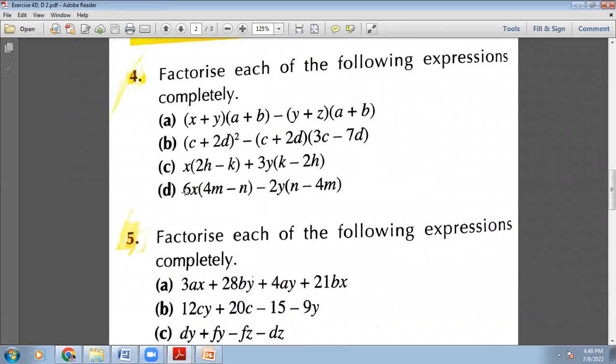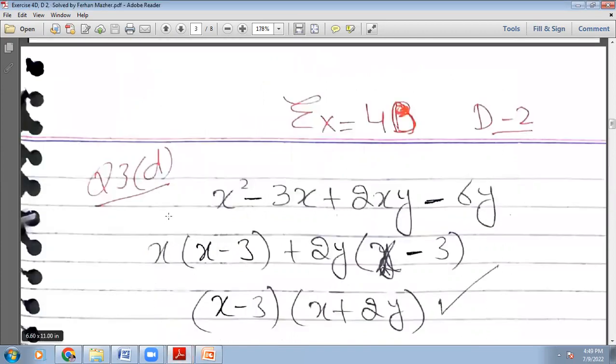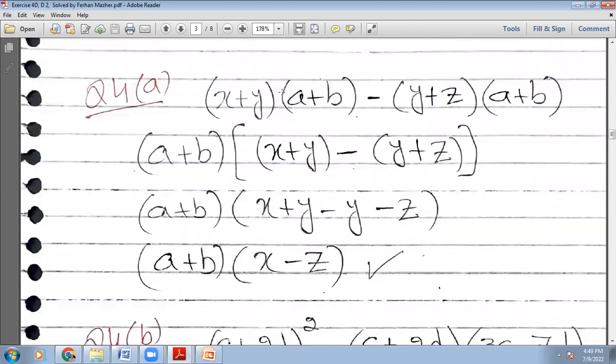He says, factorize each of the following expressions completely. So A part, here we have a bracket x plus y, another bracket a plus b, then we have a minus sign, x plus z in one bracket and a plus b in the other bracket. A plus b bracket is common. So we will take that a plus b bracket common. From here, you are left with the bracket x plus y minus, and from here, you are left with the bracket y plus z. So it will be a plus b and x plus y. This negative will change their sign, so it will be minus y minus z, bracket close.